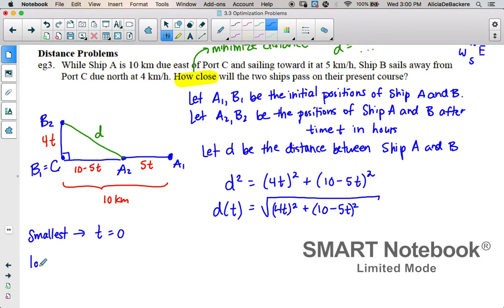Now to find the largest, what I'm going to be thinking about is like, where should I stop measuring here? What makes sense? Well, the ship A is heading in here, and I'm not going to go past port C, like it's crashing into port C here. Even if it could, like say port C was actually down here and it could sail right by it, the distance here, this guy's heading up. So once ship A passes port C, B is going to be getting further and further. So a logical conclusion here is to stop measuring when A gets to port C.